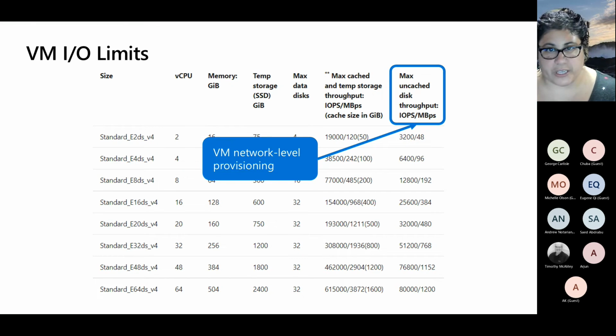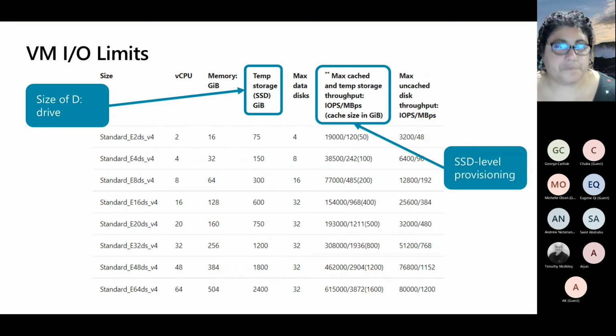So you may see bursting here too, but I don't use bursting to size my VMs. I think of bursting kind of like overdraft protection on your checking account. It's nice to have in case you accidentally have an extra withdrawal, but you don't want to rely on that in your budgeting, right? Same kind of thing for sizing. Bursting is good to protect you from unknowns, but you don't want to count that when you're sizing. So that's your VM network level provisioning.